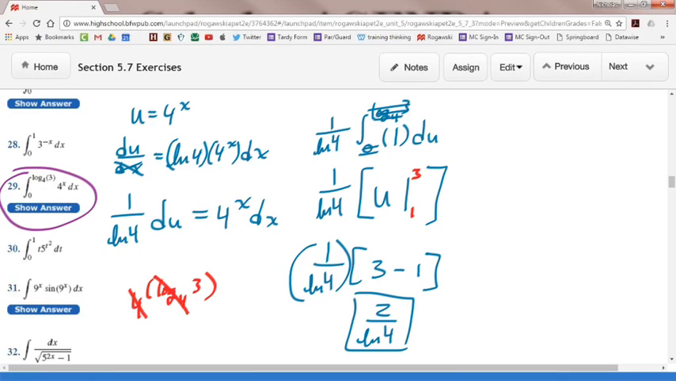And that's your answer. I like u-sub, because u-sub makes everything more clear to me. There is a formula that you can memorize to do this, but I don't like formulas. So if you like them, go look it up.